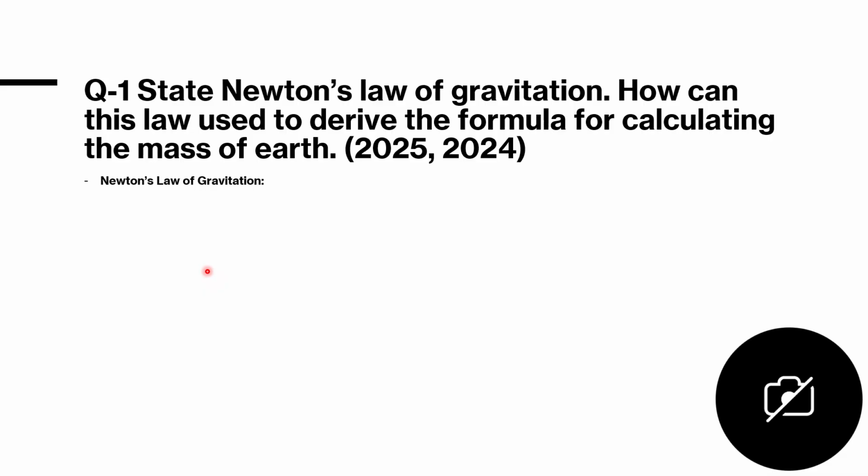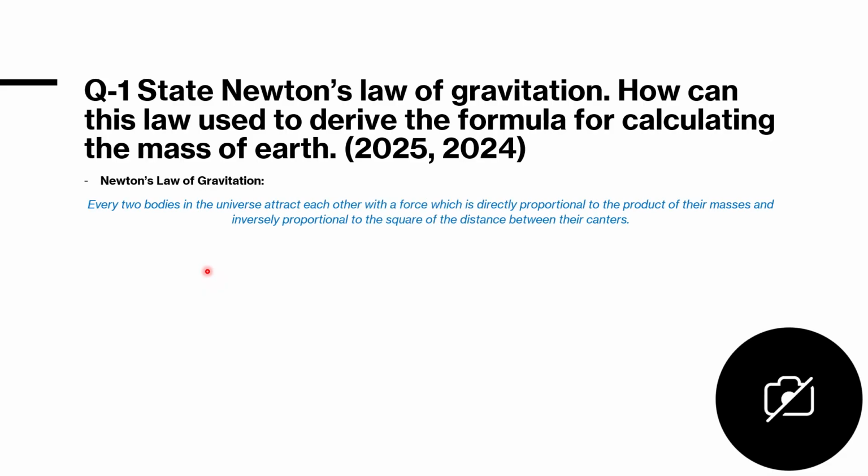Now write the side heading of Newton's law of gravitation and state the law as it is with a blue pen. Every two bodies of the universe attract each other with a force which is directly proportional to their masses and inversely proportional to the square of the distance between them. Now we are going to write down the mathematical form, and this is not enough. We are going to describe this formula.